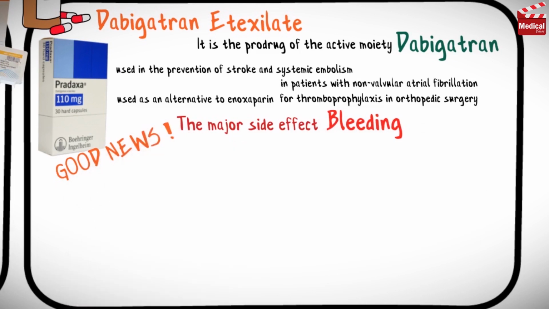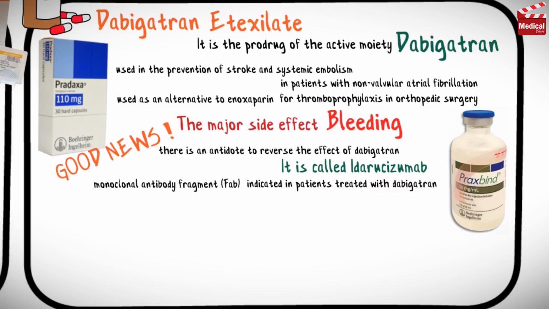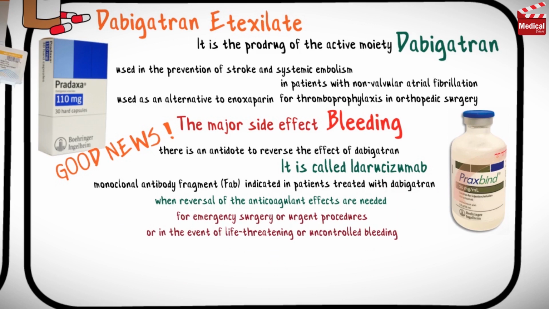But the good news is that there is an antidote to reverse the effect of dabigatran. It is called idarucizumab. It is a monoclonal antibody fragment, indicated in patients treated with dabigatran when reversal of the anticoagulant effects is needed, for emergency surgery or urgent procedures, or in the event of life-threatening or uncontrolled bleeding.